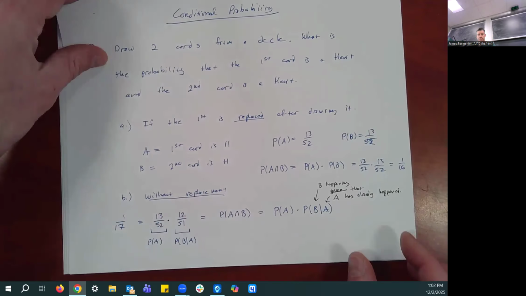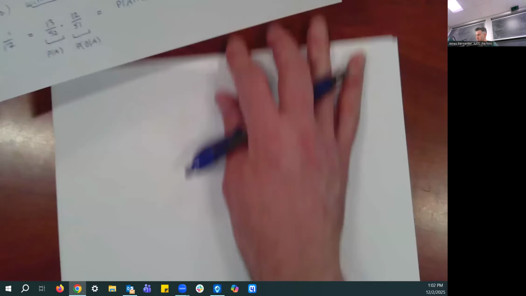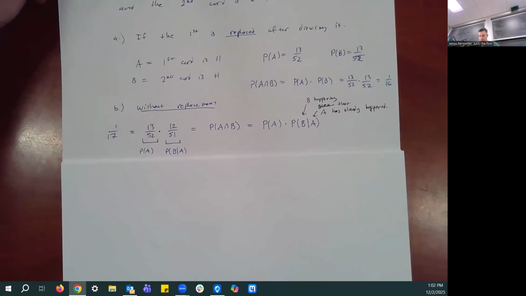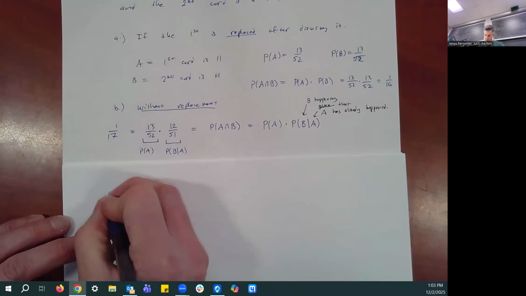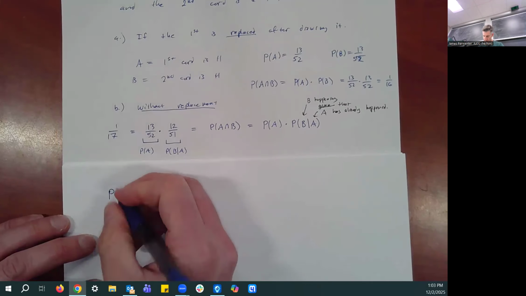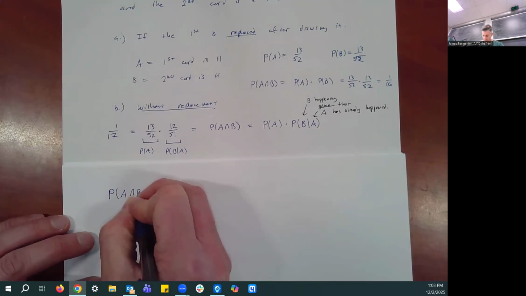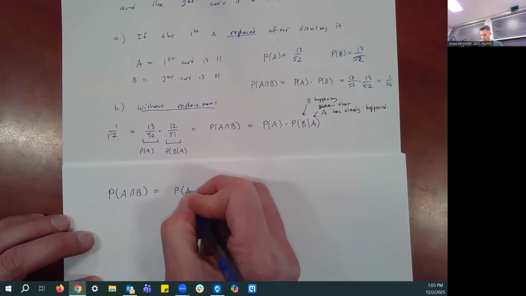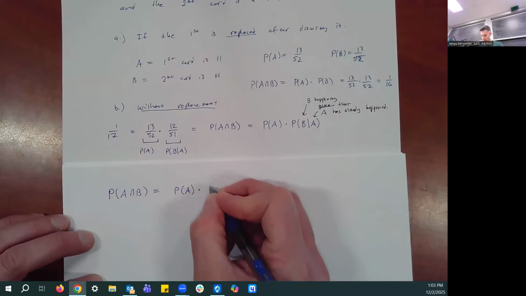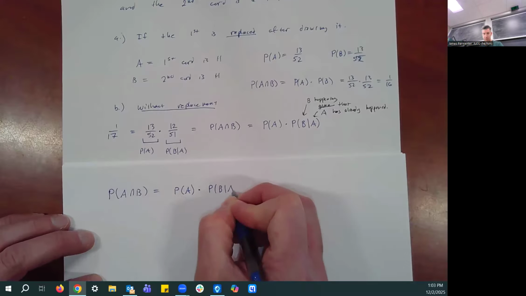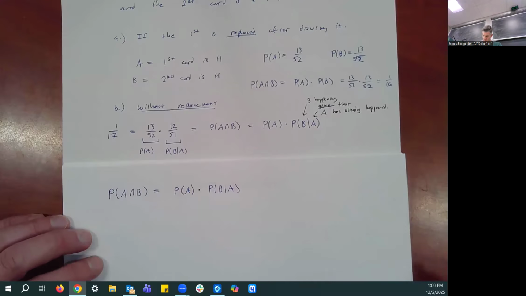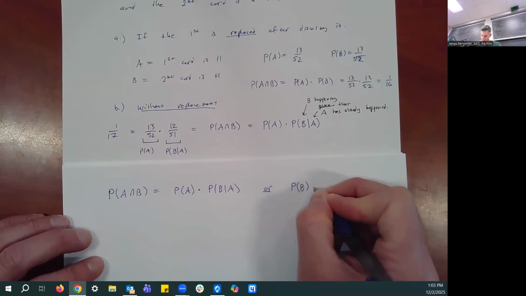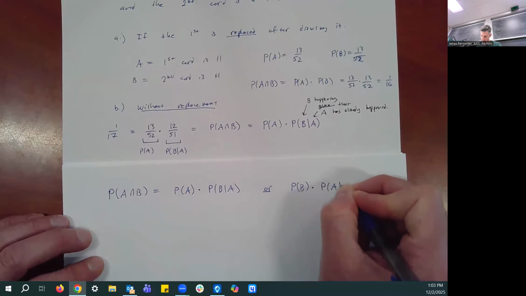So, a couple things to be aware of here. The general formula for an intersection is the following. The probability of A intersect B is the probability of A multiplied by the probability of B given that A has happened. Or the probability of B multiplied by the probability of A given that B has happened.